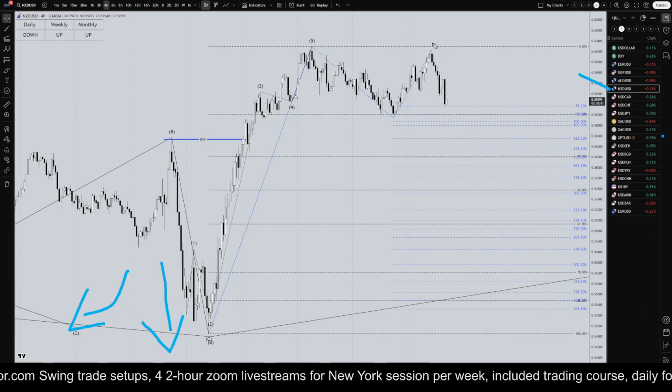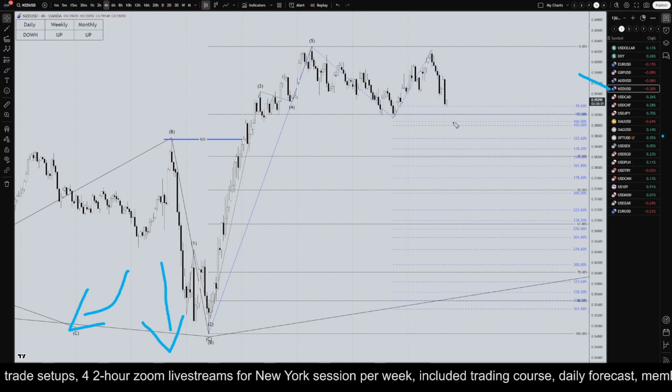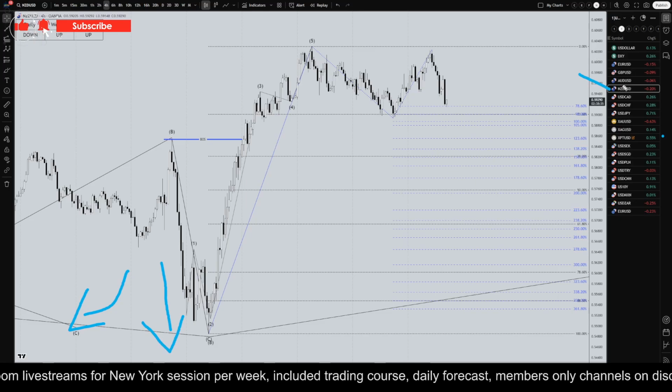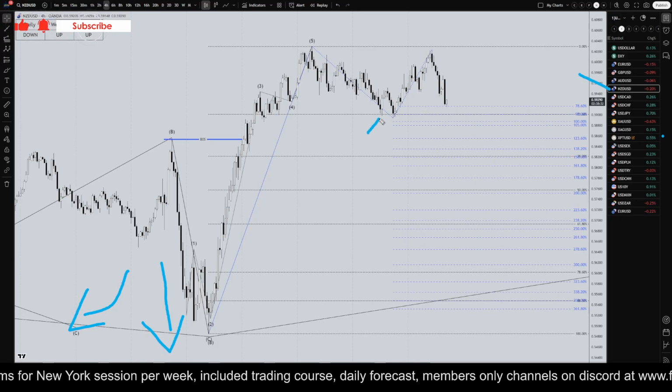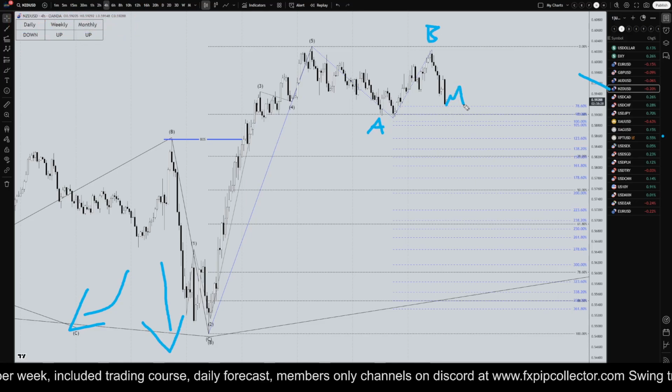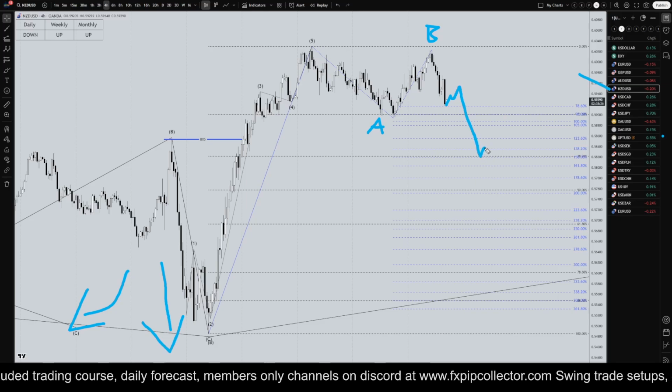So, anyways, FOMC yesterday did cause the dollar pairs to go down, and especially looking at other dollar pairs for correlation, I think that this is likely a wave A and this is likely a wave B. And more than likely, we are going down for a wave C.